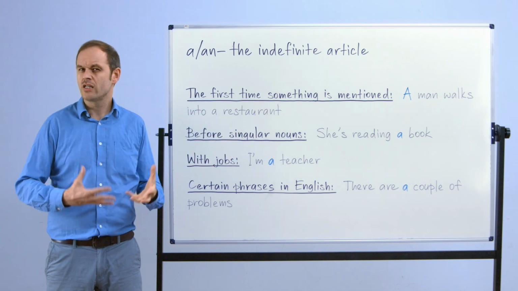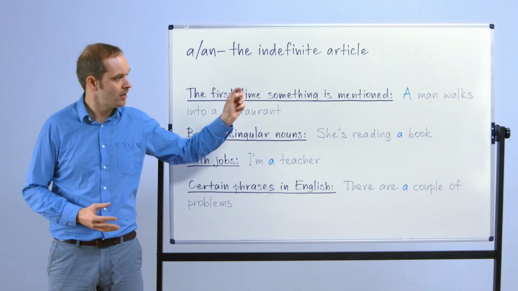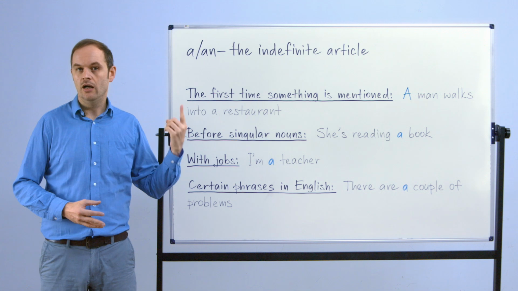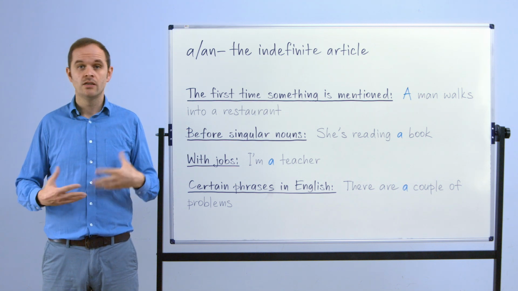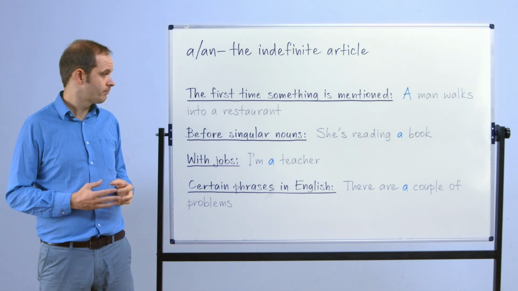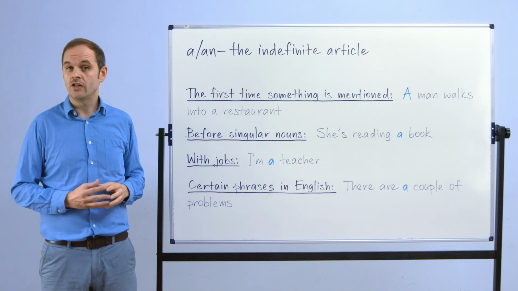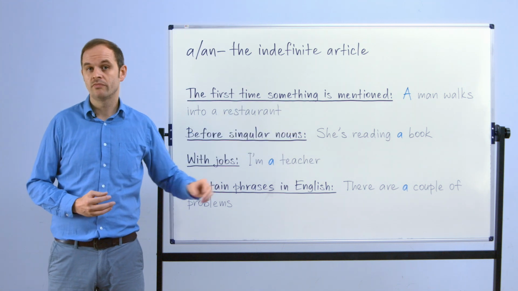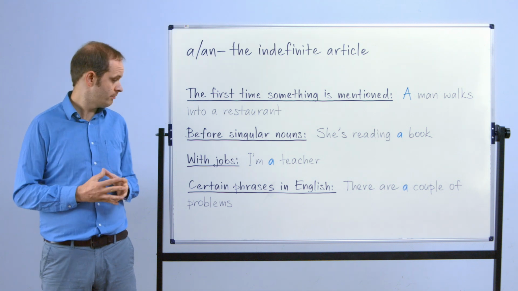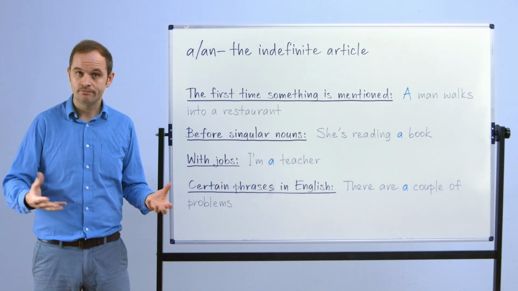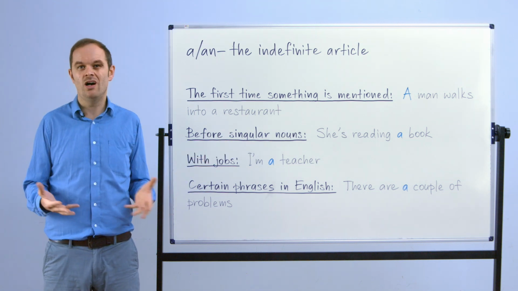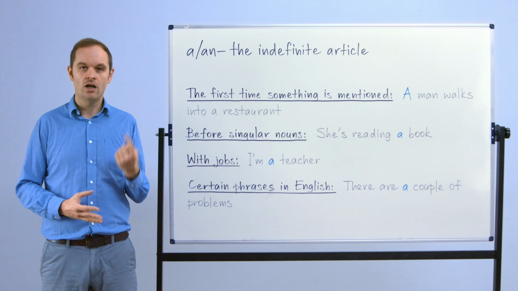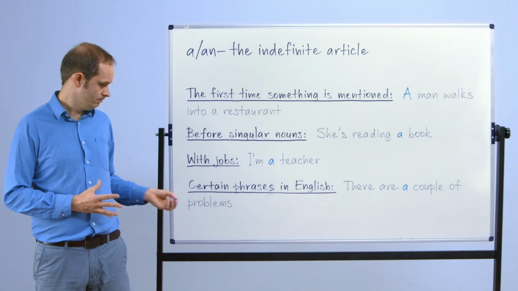In this sentence, it's the first time we've seen the man, so we use a, because it's the first time it's mentioned. We also use the indefinite article before singular nouns. For example, she's reading a book. That is to say, she's reading one book. We use them with jobs. I'm a teacher, not I'm teacher or I'm the teacher. I'm one of many teachers.